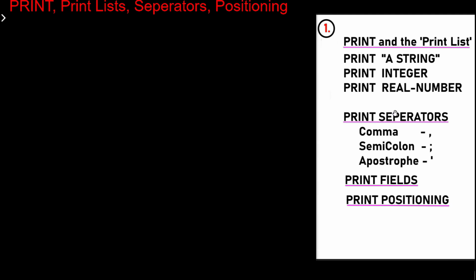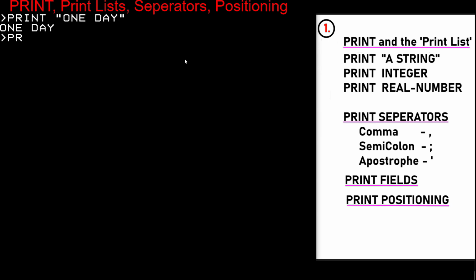So straight to the keyboard now. The print list is all the things that follow the keyword print. So we have a string, that you already know, an integer, which is a whole number, and a real number. So what we'll do is quickly run through those three, so I won't waste your time, we'll just get straight to it. 1 day. Print 1 day.